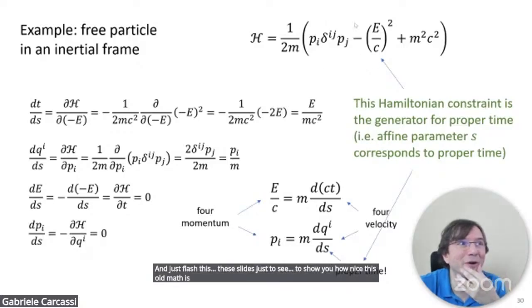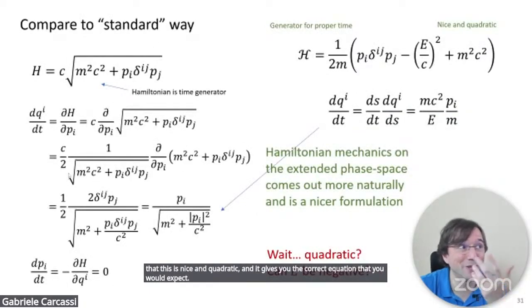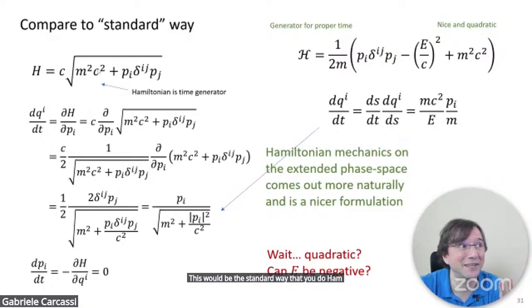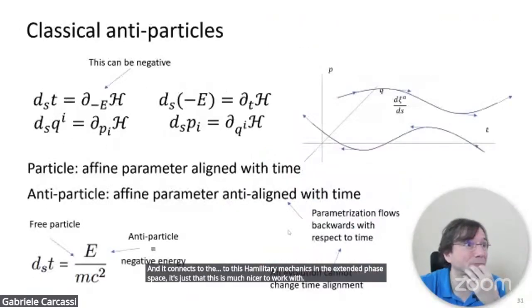So this is the free particle in an inertial frame, and you see that this is nice and quadratic, and it gives you the correct equation that you would expect. This would be the standard way that you do Hamiltonian mechanics in relativity, and it connects to Hamiltonian mechanics in the extended phase space. It's just that this is much nicer to work with.